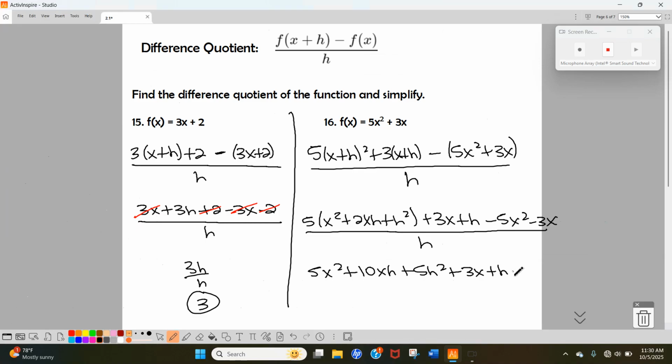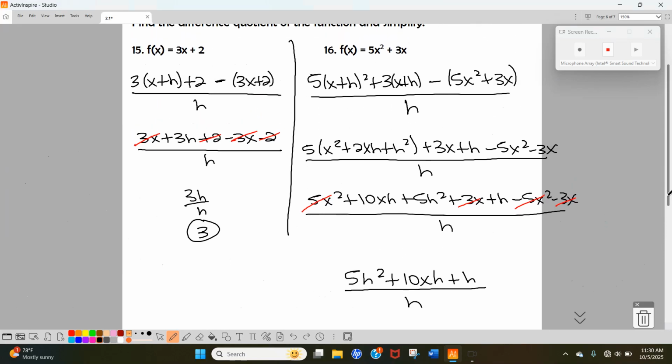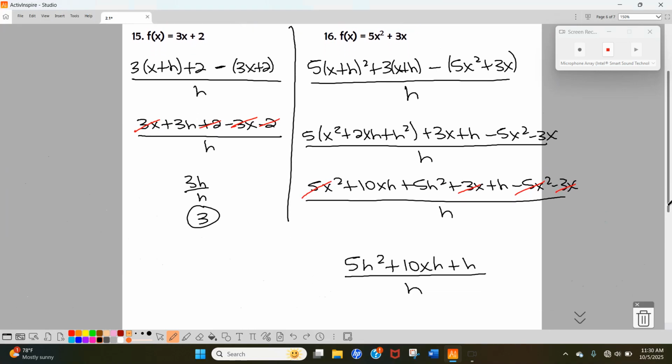All right, now when you combine like terms, you should get rid of anything that doesn't have an h. That's generally what happens. So the 5x squareds do cancel, the 3x's cancel. We are left with, I'm going to say 5h squared plus 10xh plus h over h. Should that be a 3h? Yes, I left a 3 off right here.